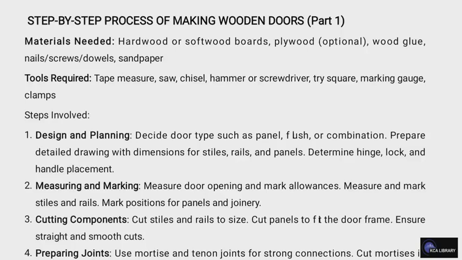Step-by-step process of making a wooden door. The materials needed are hardwood or softwood board, plywood, which is optional, wood glue, nails, screws, dowels, and sandpaper. You also need a tape measure, saw, chisel, hammer or screwdriver, try square, marking gauge, and clamps as tools required for making this.